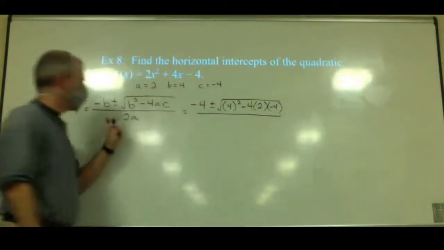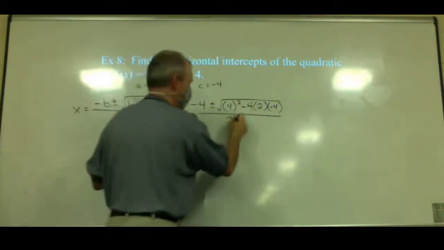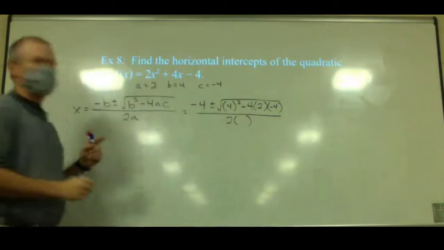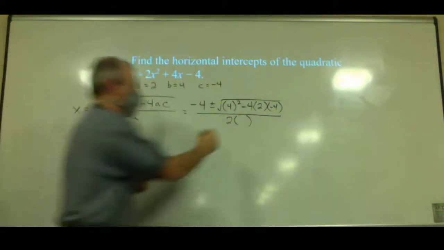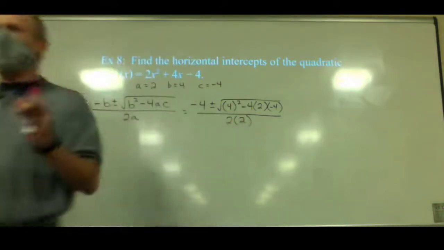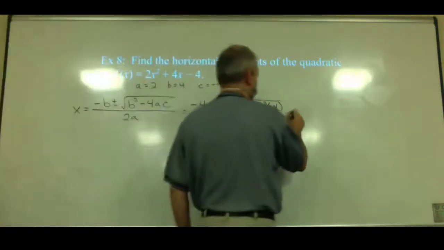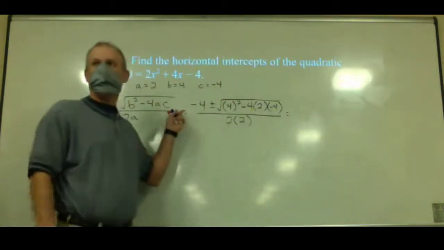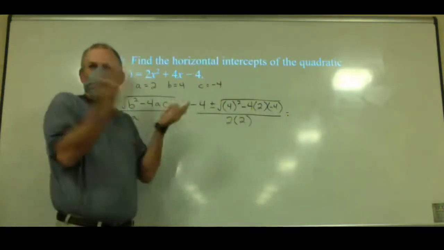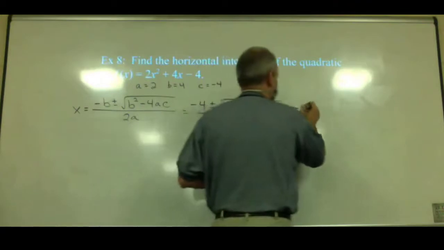Over. And then we've got 2 times A, and that is 2 times, what's our A value? 2. So notice we didn't do any math. We just plugged in the numbers, right? Okay, so let's do some simplifying. Can I do anything with -4? No, -4 is just -4. So we're going to write that down.